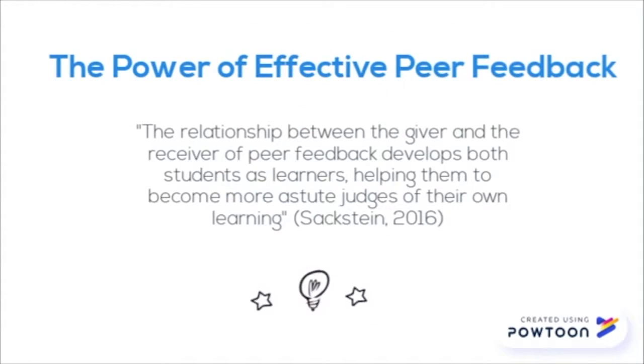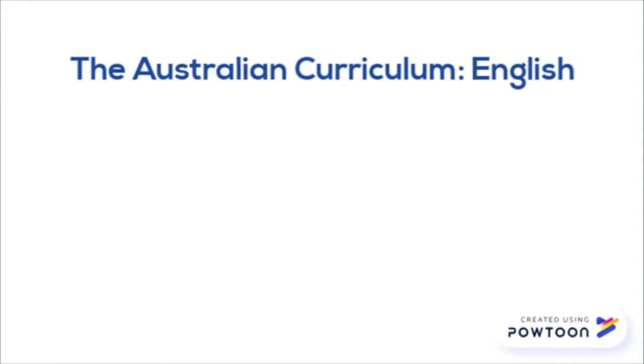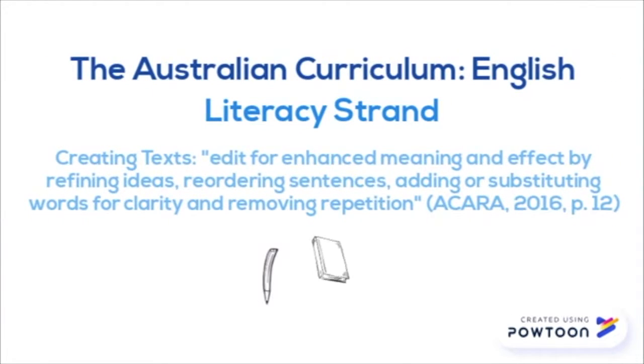Saxton acknowledges the power of effective peer feedback by stating, the relationship between the giver and the receiver of peer feedback develops both students as learners, helping them to become more astute judges of their own learning. The Australian Curriculum for English makes direct references to the importance and necessity of students' ability to communicate with their peers and review and edit each other's texts to improve their quality of work.